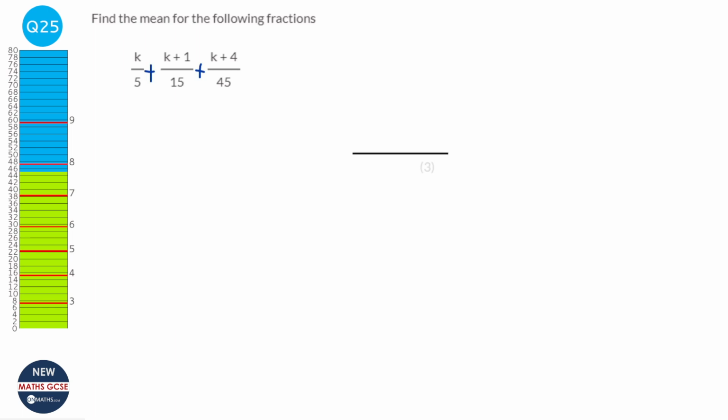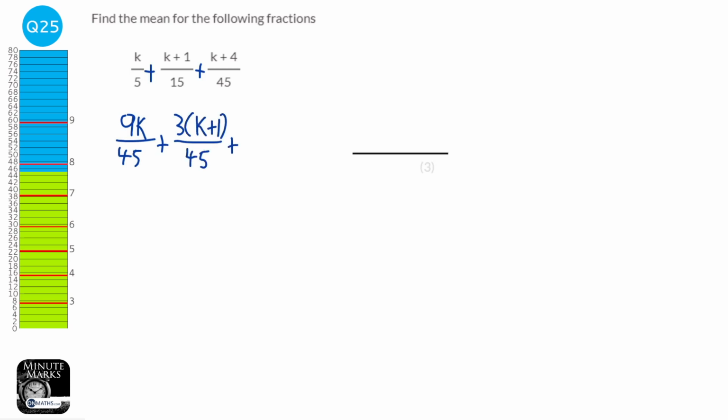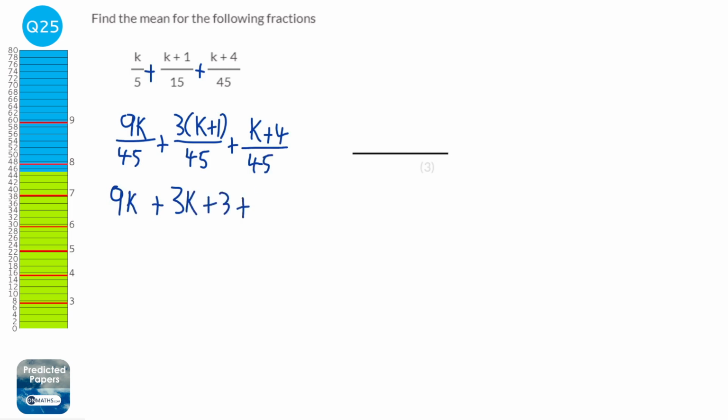So we're going to times top and bottom of the first one by 9. So we end up with 9k over 45. Times top and bottom by 3, and so it would be 3 brackets k plus 1 over 45, and the last one is over 45, so we don't need to do anything for that. Then we can just add the numerators together, and I'm just going to expand the bracket here, so it's 3k plus 3 plus k plus 4, and then all of that over 45.